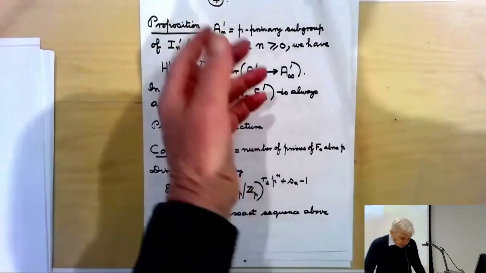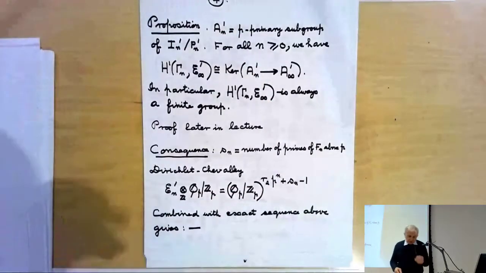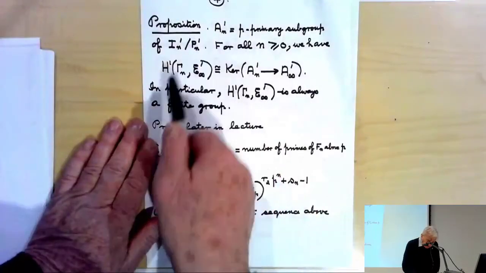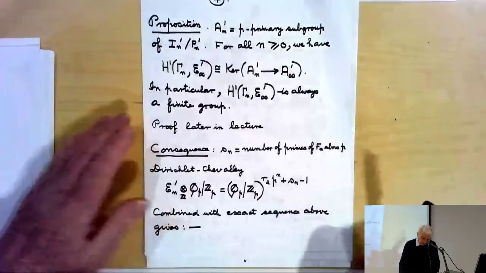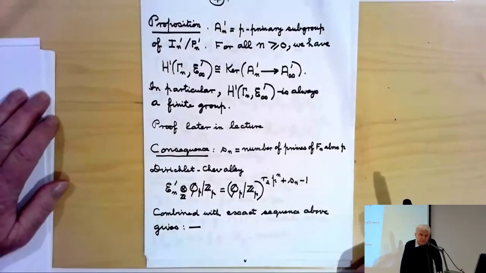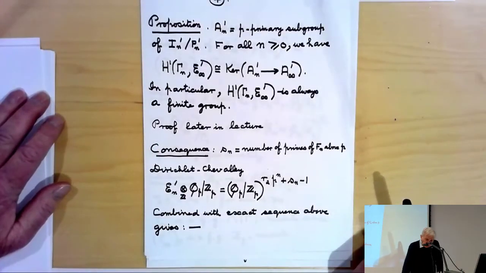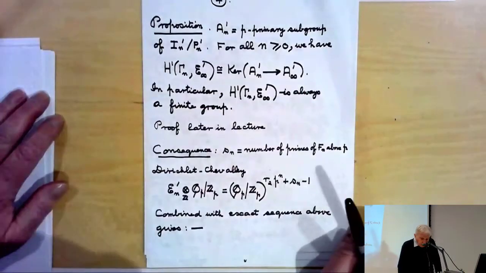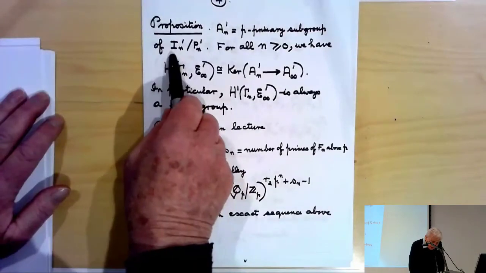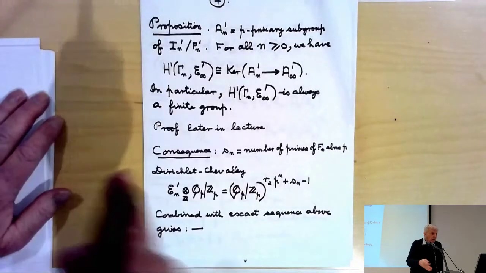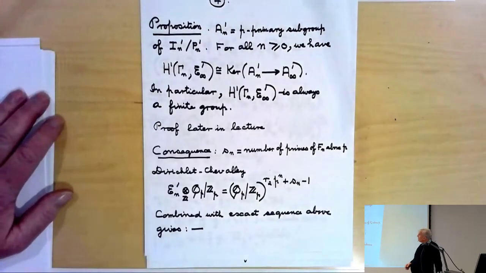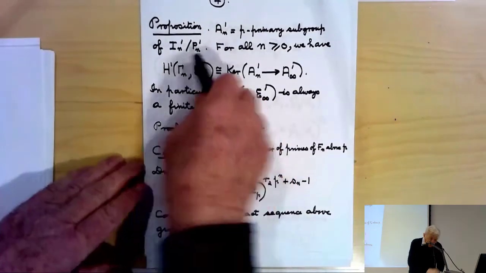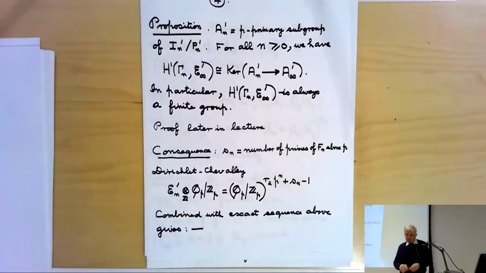So let me state a proposition, which again is, of course, in Iwasawa, and we'll just assume it now, but then I'll come back and prove it later. It's not quite obvious. So let me write now An prime for the p primary subgroup of the ideal class group of In prime modulo Pn prime. Remember, In prime is the free abelian group on the primes which do not divide P, and Pn prime are the principal ideals in there.